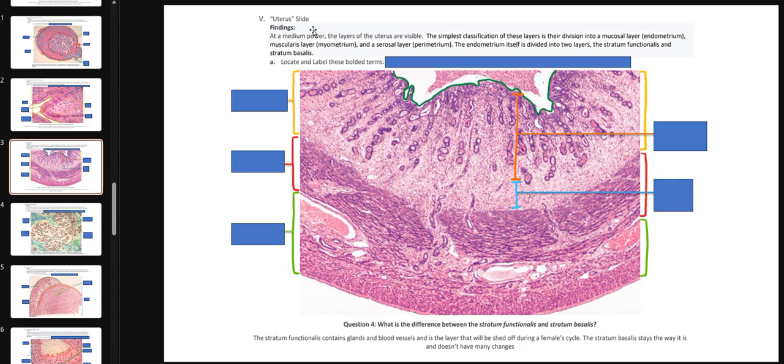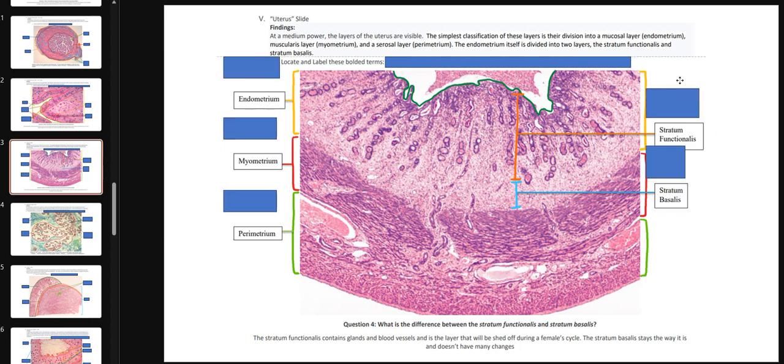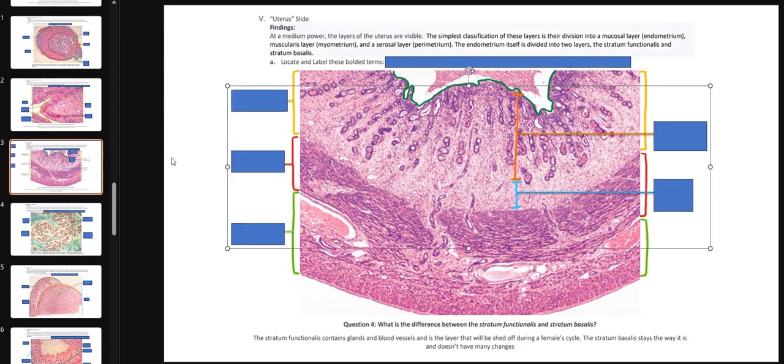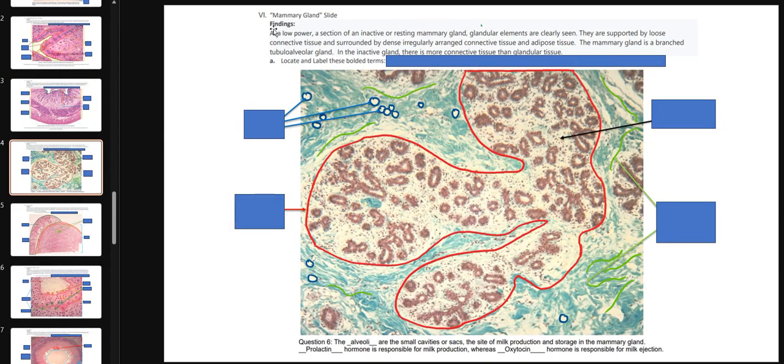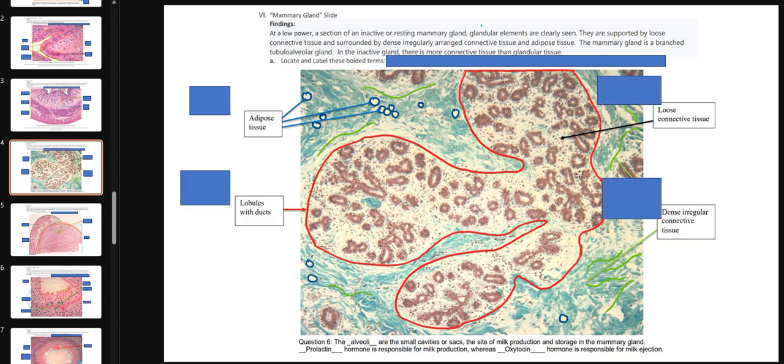Uterus slide, perimetrium, myometrium, endometrium, stratum basalis, stratum functionalis, perimetrium. Mammary gland slide, lobules with ducts, adipose tissue, loose connective tissue, dense irregular connective tissue.